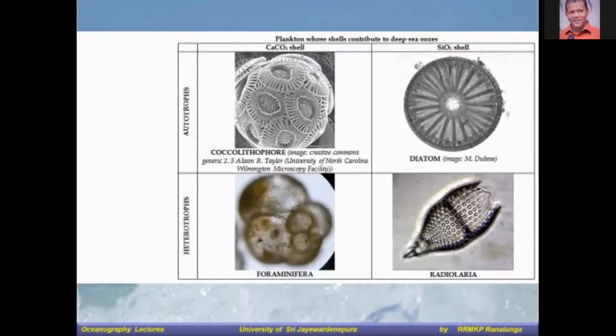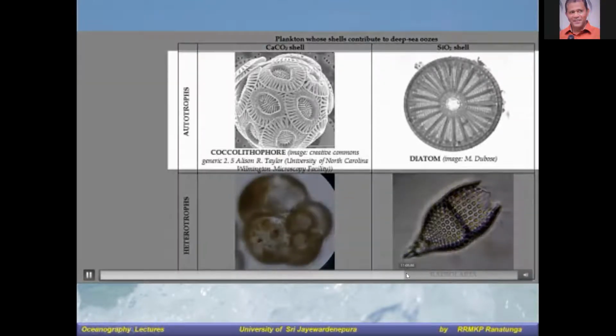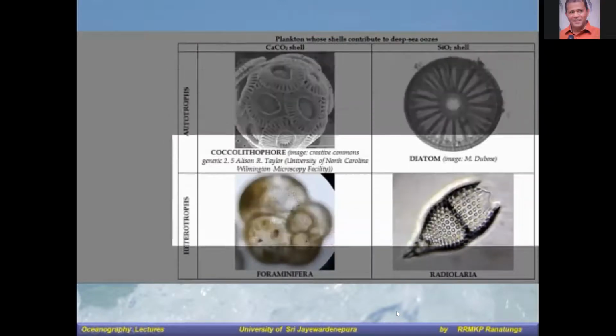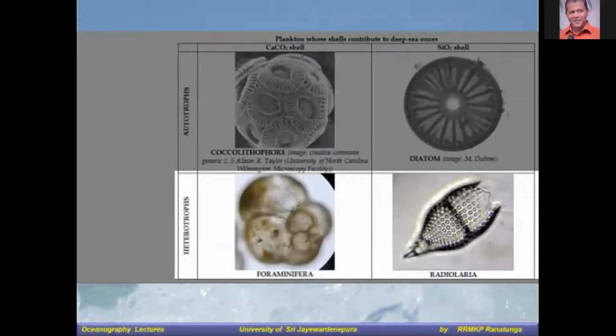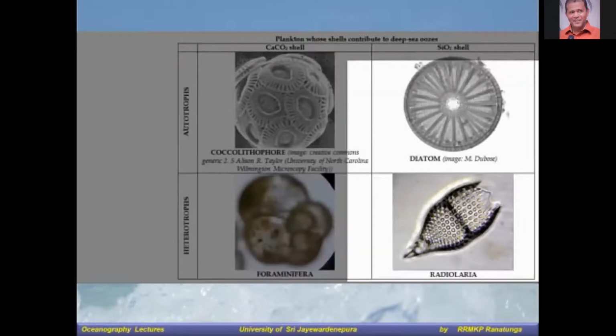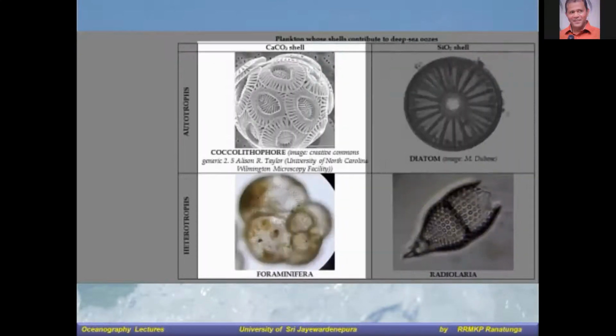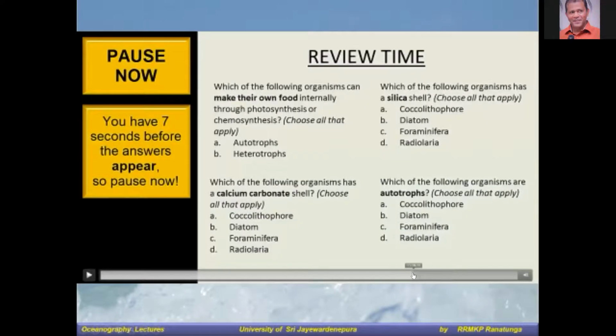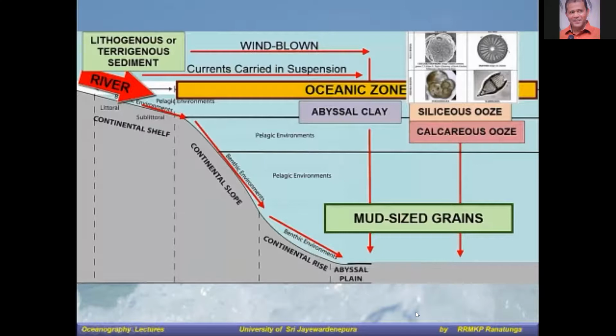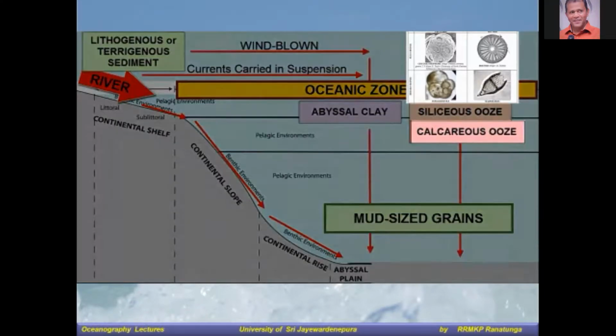We'll review one more time, then you'll take a quiz. Autotrophs, diatoms and coccolithophores. Heterotrophs, Radiolaria and Foraminifera. Silica shells, diatoms and Radiolaria. Calcareous shells, coccolithophores and Foraminifera. Pause now. Organisms thrive, and hence their shells dominate the oceanic muds on the seafloor.